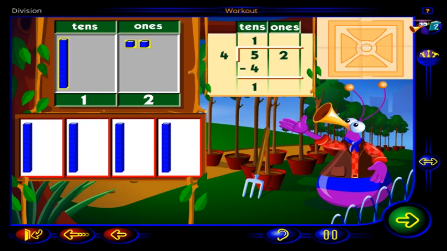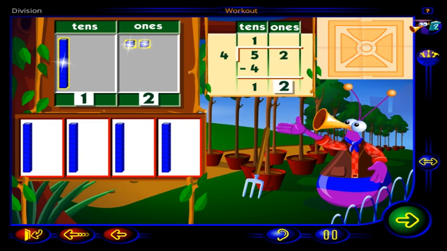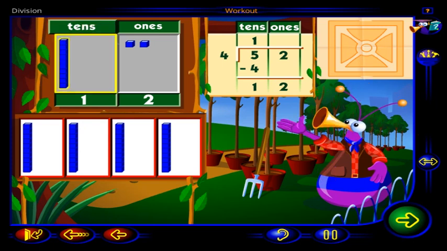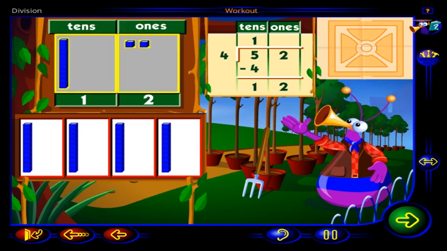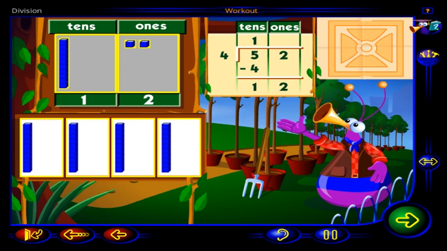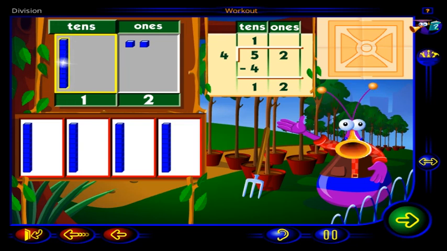Looking at the blocks, you have 1 ten left to divide, but you also have 2 ones. You can show this by writing a 2 here in the ones place. Now, to divide 1 ten and 2 ones into 4 equal groups, it'll help if you regroup this ten. Click on the 10 in the tens place.